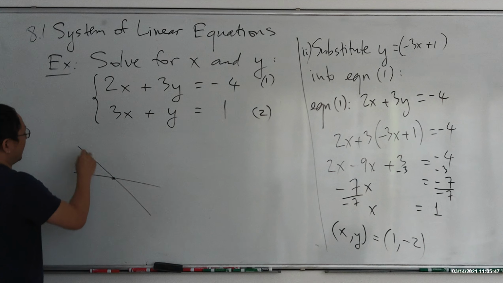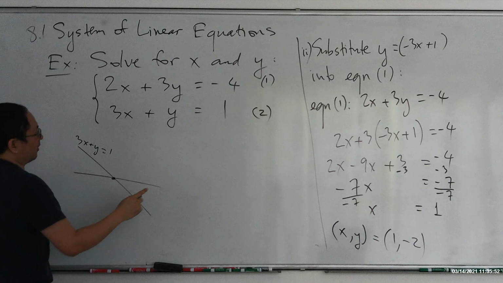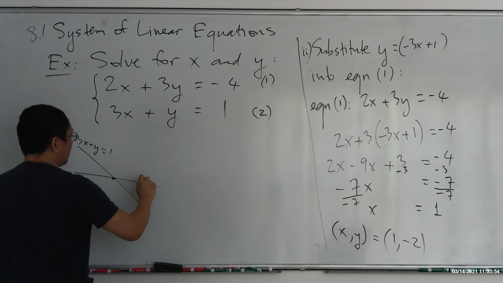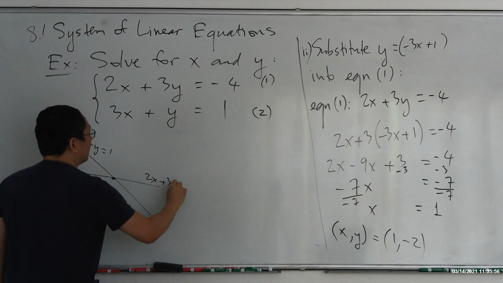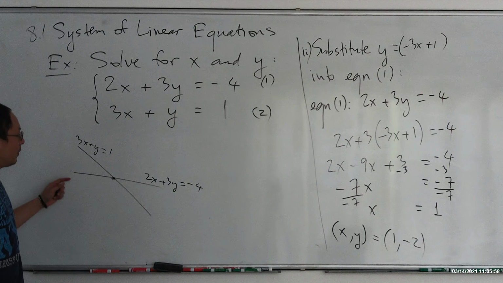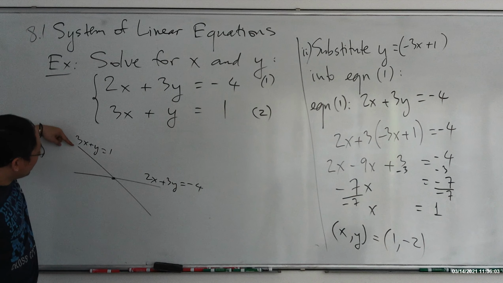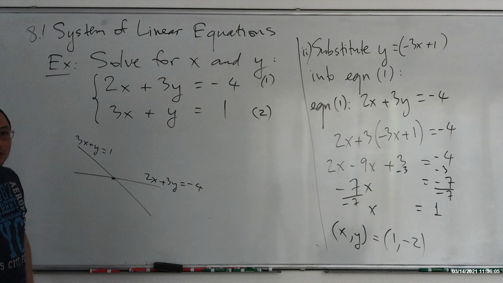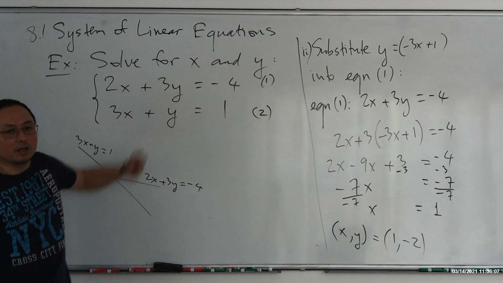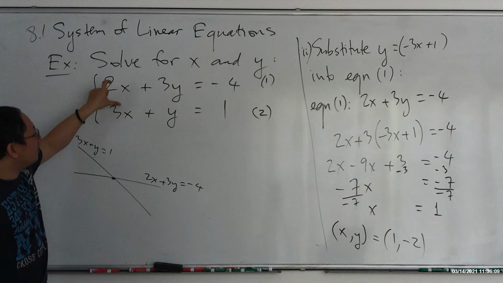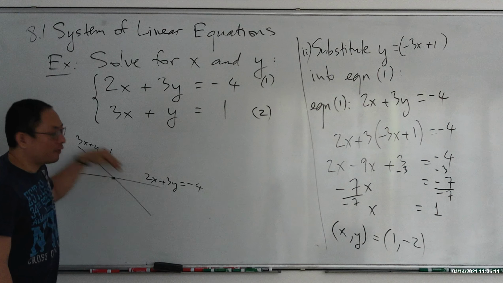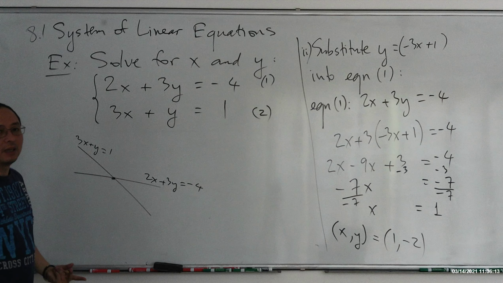This is a line, say 3x plus y equal to 1. I just made it random. The second line is 2x plus 3y equal to -4. Every point on the first line will satisfy the first equation, and every point on the second line will satisfy the second equation. We're looking for a solution. It means we're looking for all the values of x and y that satisfy both lines, both equations. And what is that point?